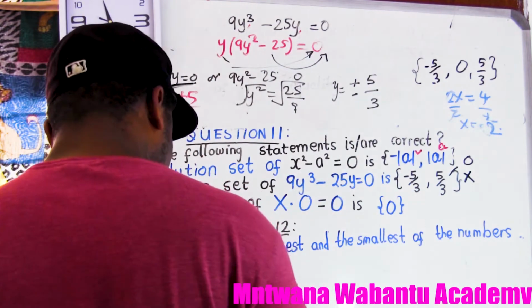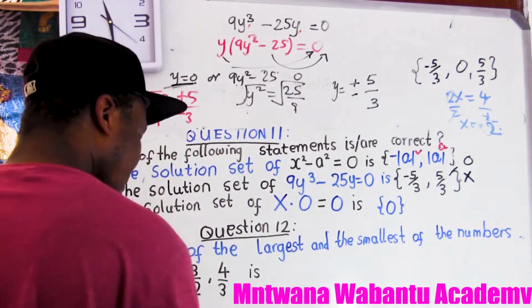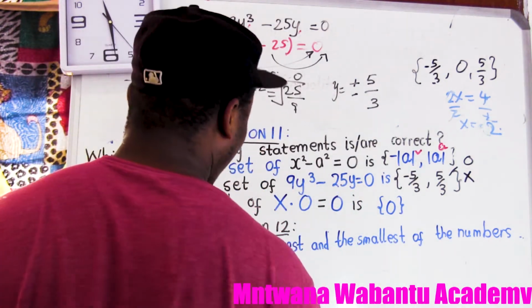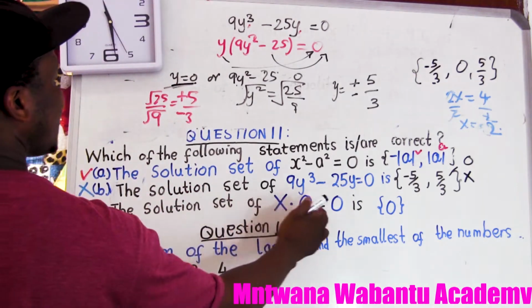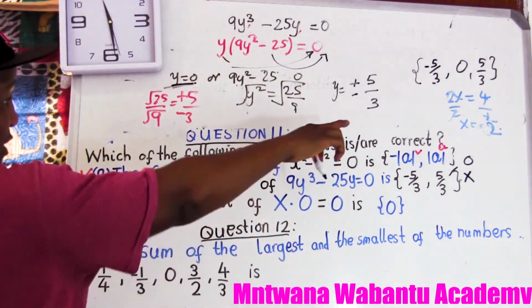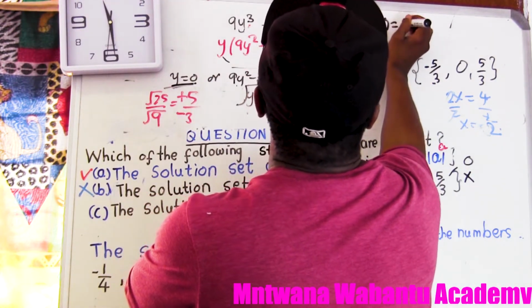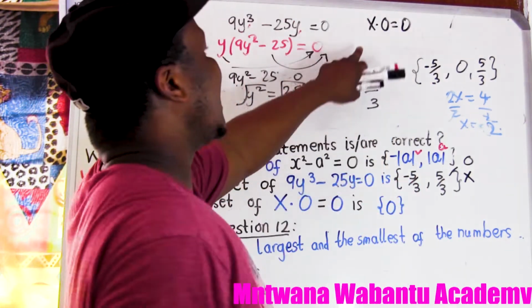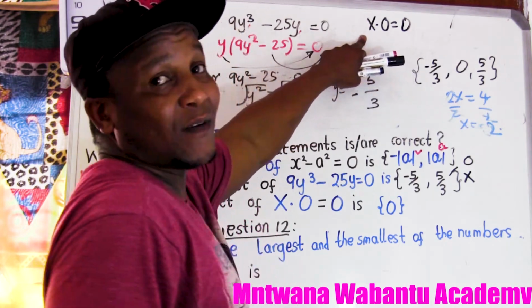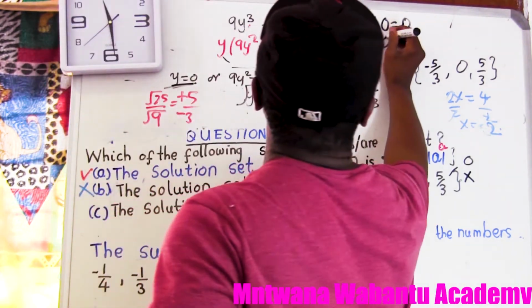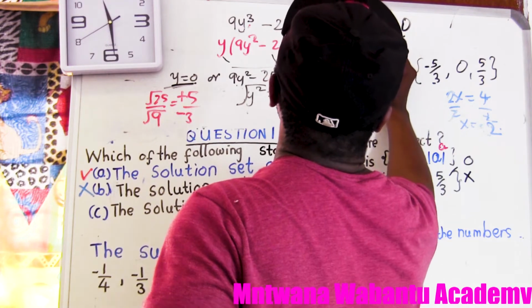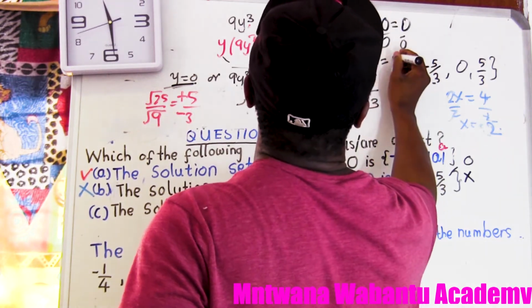Now let's come to this question here. Let's say x times 0 equals 0. Let's do the same procedure and see if it's true or not true. Now you have x times 0 equals 0, right? Because you want to get the value of x, let's divide by 0. If you divide by 0, this is going to be undefined. 0 divided by 0 is undefined.